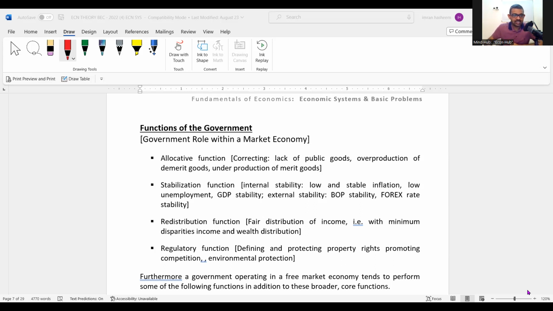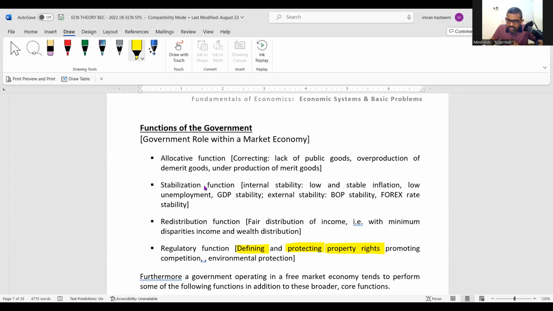Three words. Let's see your short-term memory. What are three words? Yes, define, establish, and protect. Ah, there we go. Very good. Yes, define, establish, and protect private property rights. Defining, protecting, establish is not there, but you know this, private property rights. This is the first thing, right?